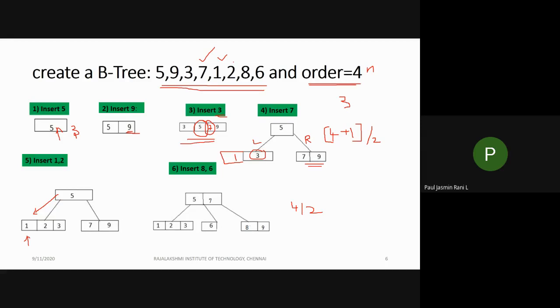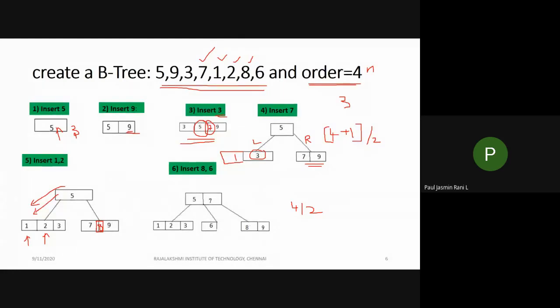Next, I should insert the element 2. So 2 is less than your 5. Therefore, again I have to travel along your left subtree, that is the left side. While traveling along the left subtree, the value lies between your 1 and 3. Therefore, I have to insert the element between your 1 and 3 like this. Next element is 8. 8 is greater than your 7. Therefore, I should insert between the 7 and 8. So here I have to insert the element 8.